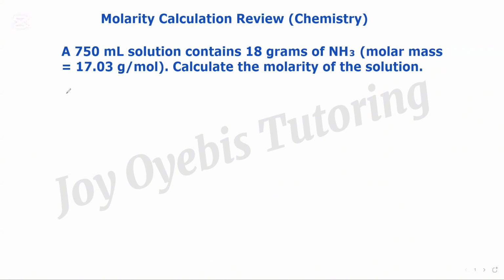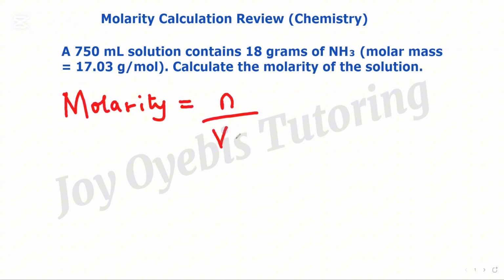Now, molarity is equal to the number of moles of solute over the volume in liters. Here they gave us 18 grams and not the moles. So in order to solve this, we need to convert the 18 grams of ammonia to moles of ammonia.